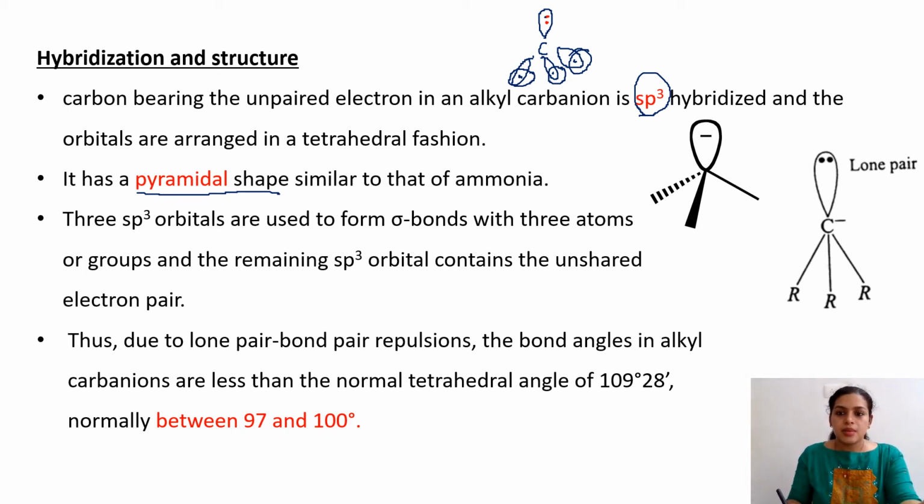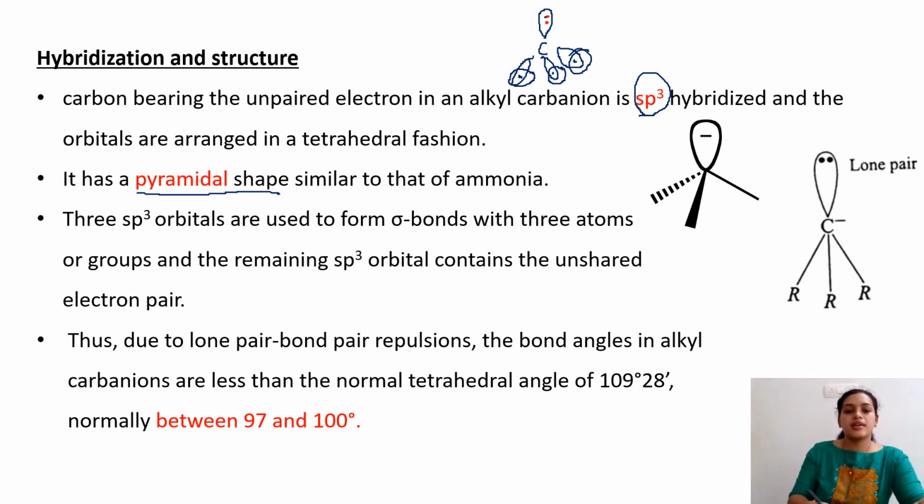So 3 sigma bonds could be formed, and in the 4th orbital, the sp3 orbital, there are 2 electrons or 1 lone pair present. As a result, the normal bond angle of this sp3 hybridized carbon atom is 109 degree 28 minutes. But because of the presence of a lone pair there, that lone pair will be crunching the other groups together. Repulsive forces push them down.